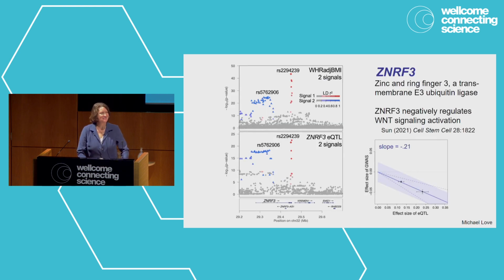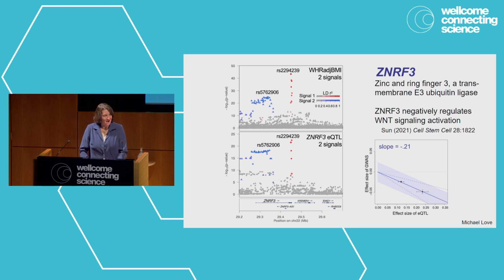So here's an example of what I'm talking about. There are two plots here, the waist-hip ratio GWAS data on the top. Now the signals are colored so that one signal, the primary signal, is in red, and the secondary signal is in blue. And you can see that the two GWAS signals co-localize with the two EQTL signals for the gene ZNRF3 shown below. We can then plot those conditional effect sizes on the plot shown on the right.